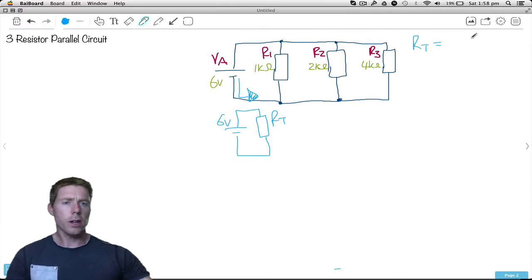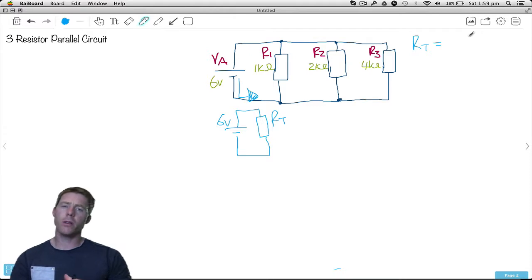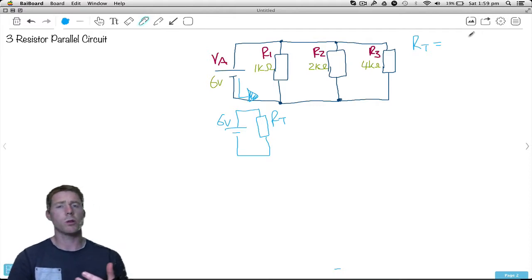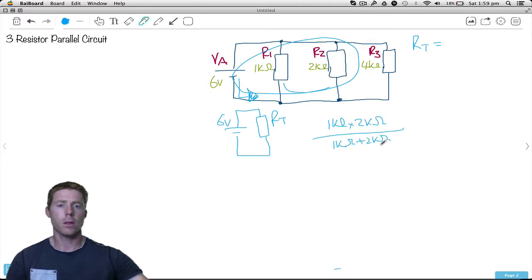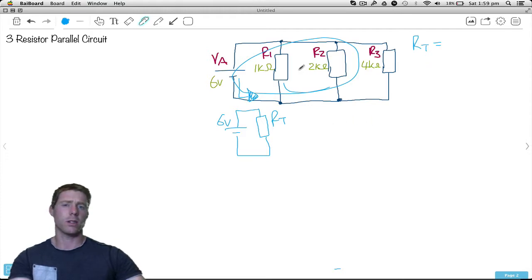So in order to figure that out, we could use the product over sum method. In fact, I spoke about this when we were doing the 2 resistor parallel circuits. Product over sum is really good because, for example, if we just had these 2, we'd go 1K times 2K over 1K plus 2K. And that would give us the equivalent or the total resistance for just those 2. However, the problem with the product over sum is you can only do it with 2 resistors at a time.